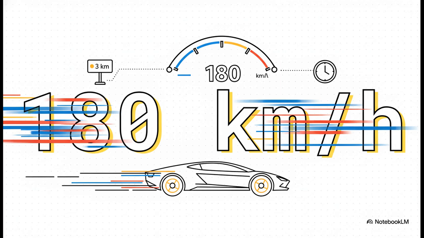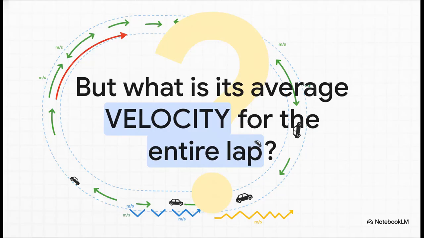If you calculate its average speed, that's distance divided by time, you're going to get a big number. Let's say it's 180 kilometers per hour. There is no question that car has a very high speed. But here's the million-dollar question. We know its average speed is super high. But what is its average velocity for that entire complete lap?